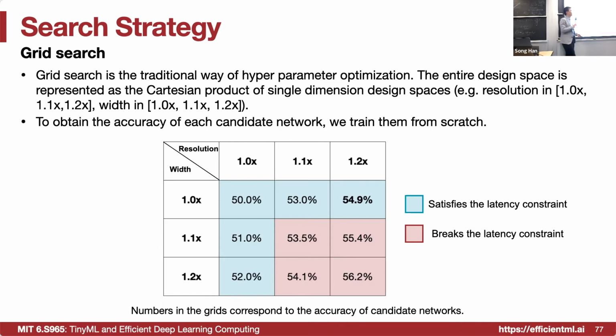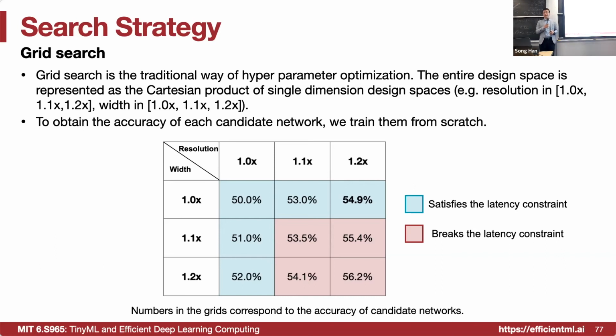And we want to filter out those bad designs by examining the latency constraints. Say these large models that have pretty big resolution, pretty big width, can be pre-filtered without having to train them, because they already break the latency constraints. And the idea is to train those remaining models to observe the latency and accuracy trade-off.